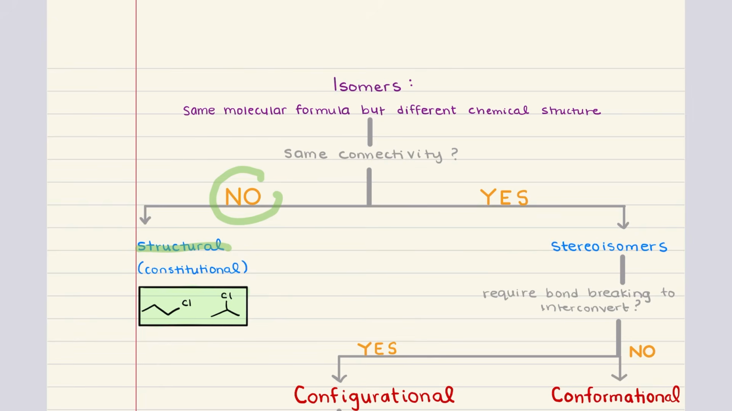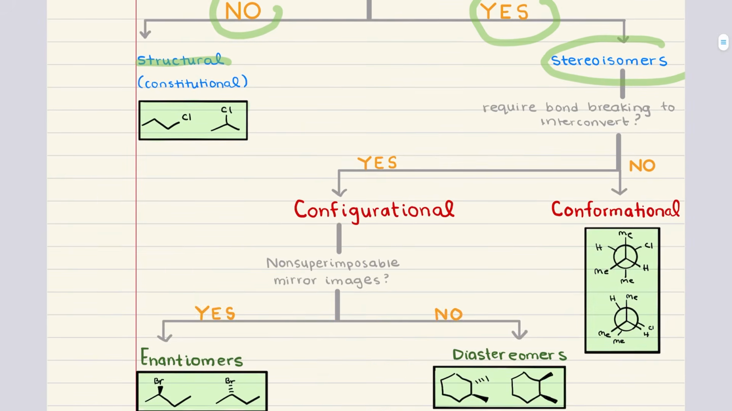Just like we discussed, these differ in how the atoms are connected, and that leads to entirely different arrangements of the molecule. But if the answer to that question is yes, meaning the connectivity is the same, then we're dealing with stereoisomers, and we move on to the second question. The second question is, do these molecules require bond breaking to interconvert between them? If bond breaking is required, then the isomers fall under the category of configurational isomers, which we'll break down further in just a moment.